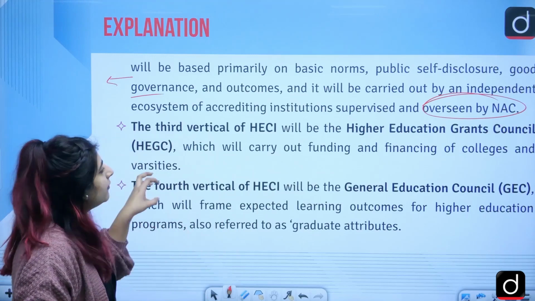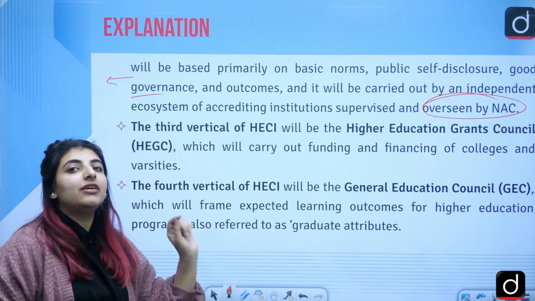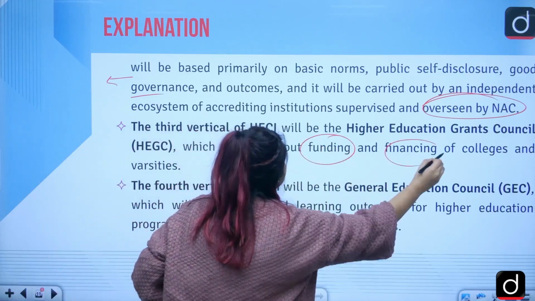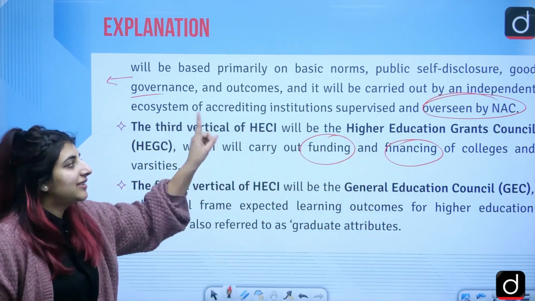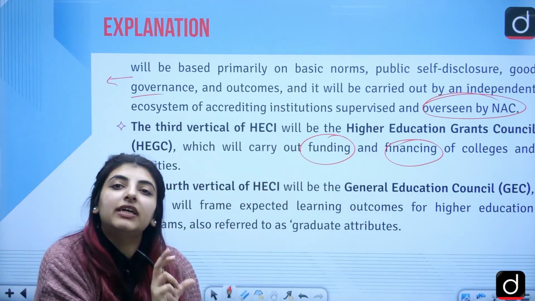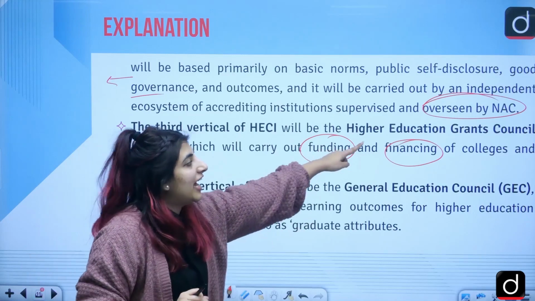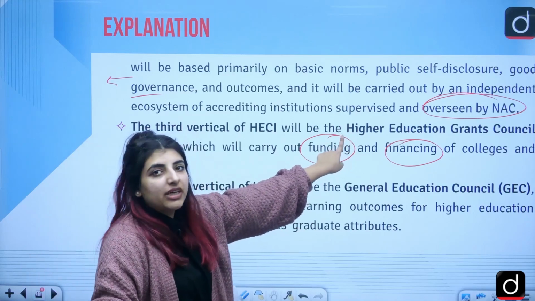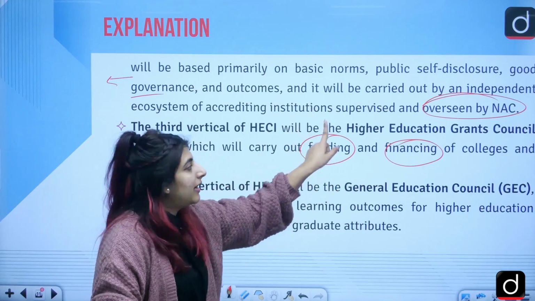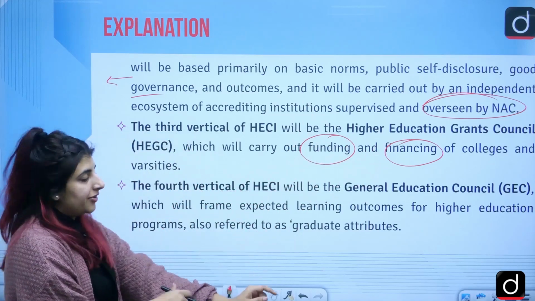The third vertical will be the Higher Education Grants Council, which will carry out funding and financing of colleges. And even the name suggests it: Higher Education Grants Council. Grants are the funds which are related to higher education. So the financing will be done by the Higher Education Grants Council.